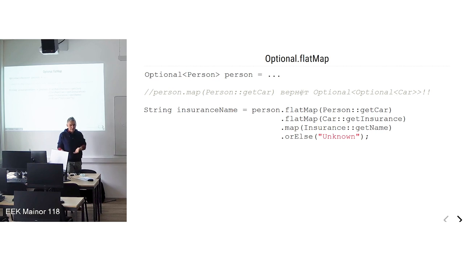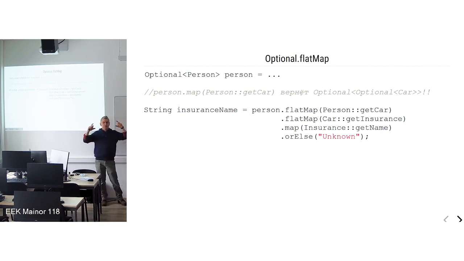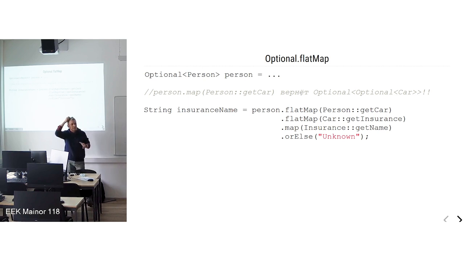So, imagine we want to get the name of the insurance of your car, if you have a car and insurance, or an empty string if you either don't have a car or if you have a car but you don't have an insurance. Please imagine the number of nested if blocks in your imperative code. Like, if this, then else, if this, then else. This is going to be lots of code, and you will probably make a mistake in this code.